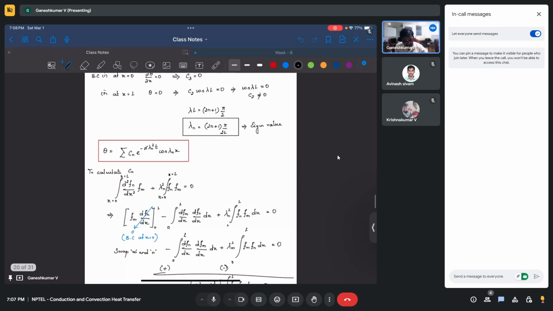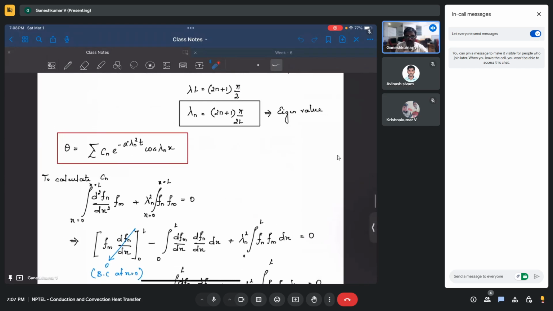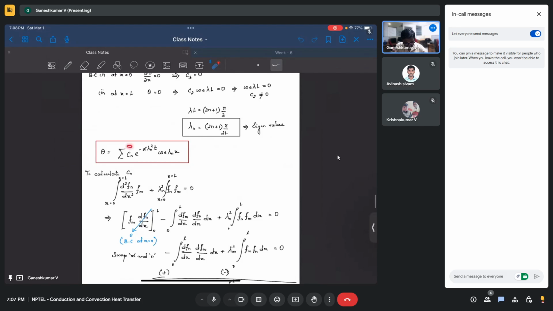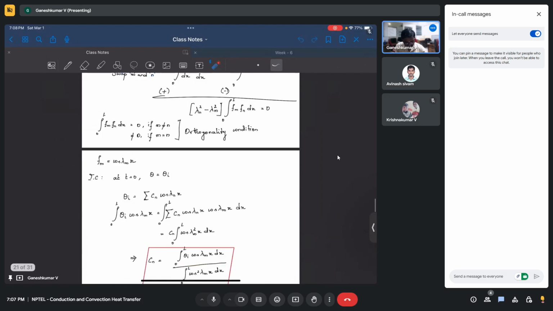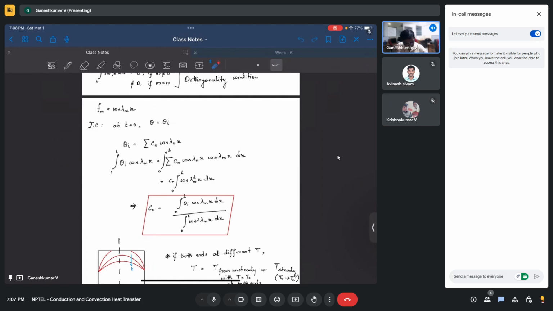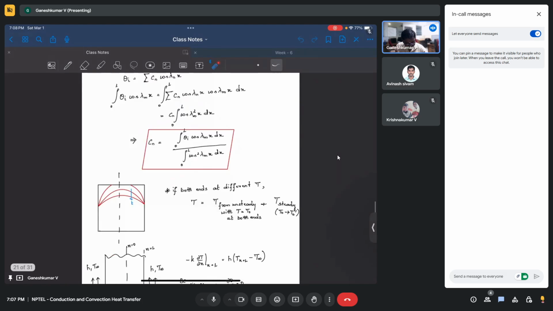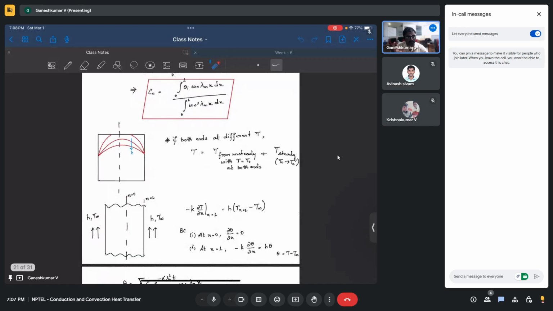Our solution would look something like this: theta is equal to some constant times a summation of a lot of terms. Now to find this constant, you use something called the orthogonality condition, and then you simplify it. This is what we studied, and I think this was taught last week itself.